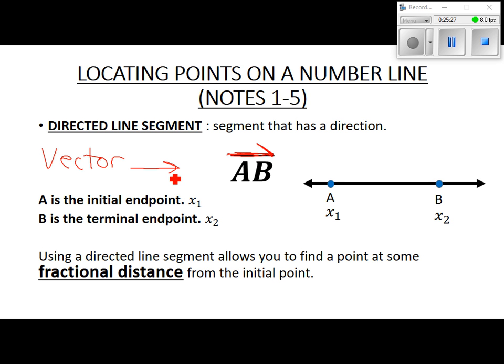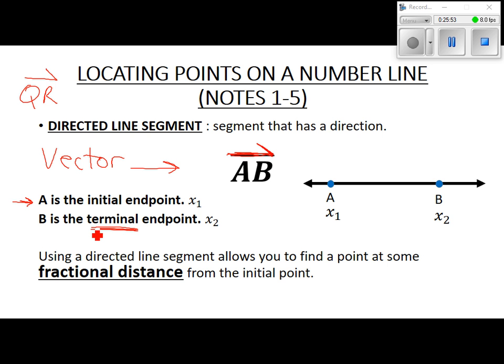Whenever you have a vector, it gives you an initial point. That means the starting point. So if I'm looking at this, what's my initial point? Where am I beginning at? Q. And the terminal endpoint. Now, you got to be careful with this, because terminal endpoint makes it sound like it does what?